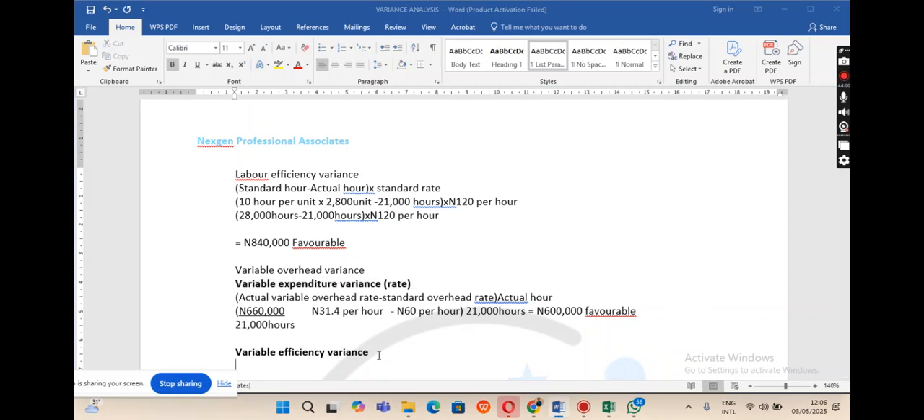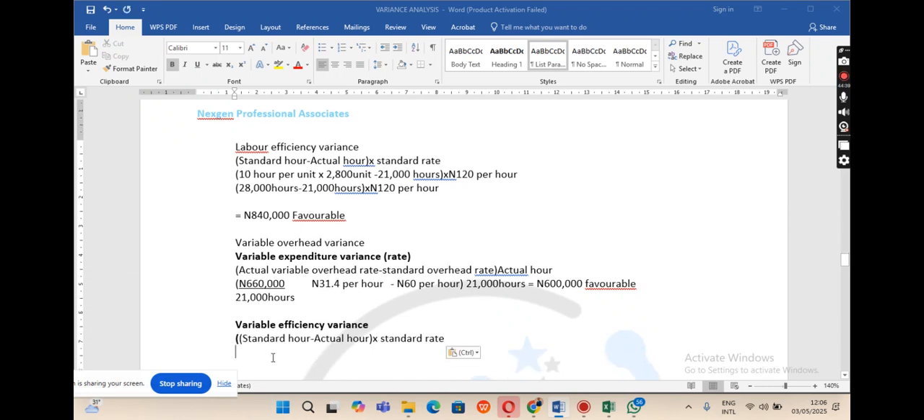Variable efficiency variance. Don't forget, any day, anytime, efficiency measures is hours. So either you say standard or you say actual, anyone you feel like you want to start with, you are good. So actual variable, let me just copy this now. I have efficiency here.